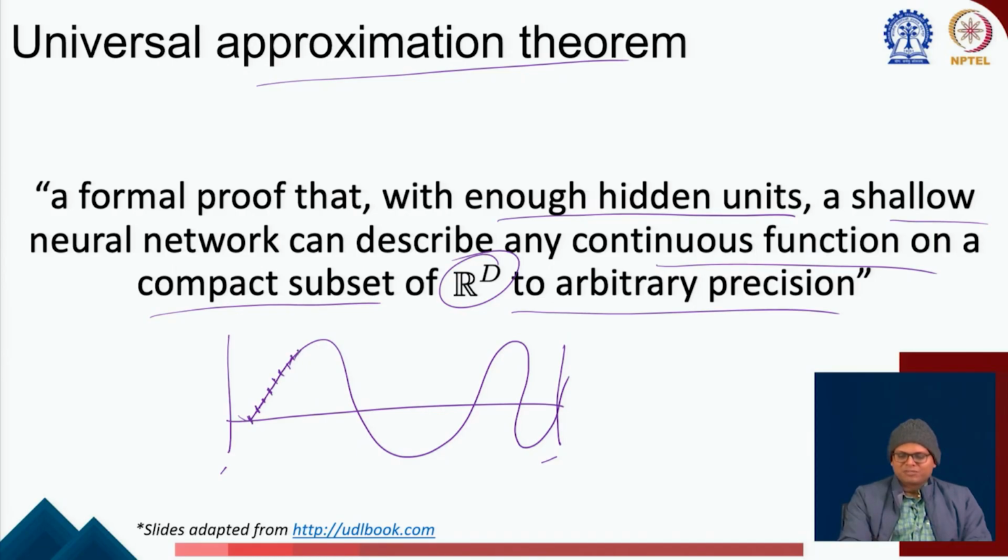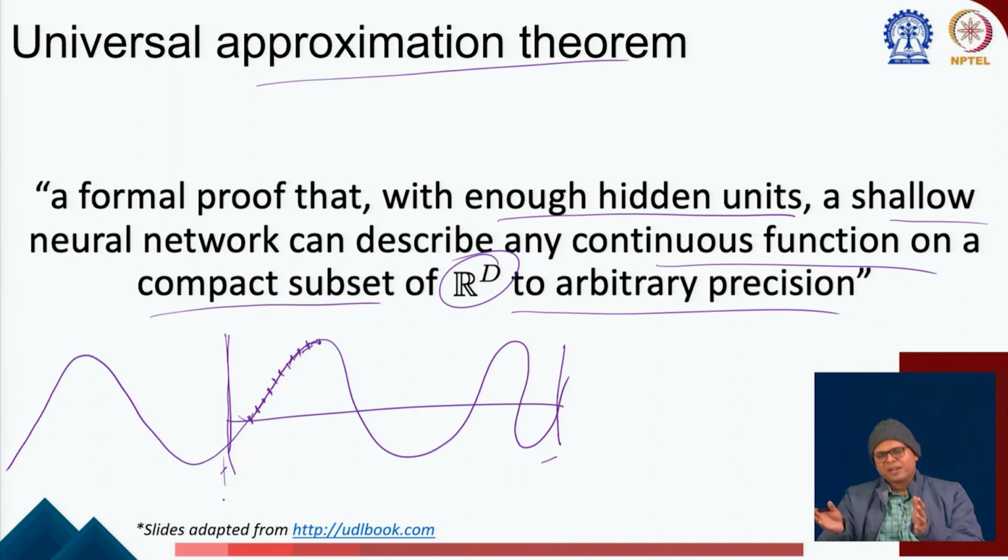I can just write some piecewise linear function that helps me approximate the overall thing, right. But if this was an infinite domain, you could not have done that with finitely many neurons, right. So that is why you also mention a compact subset of the real numbers. If you have a function on a compact subset, then you can always describe it using a shallow neural network with enough hidden units.